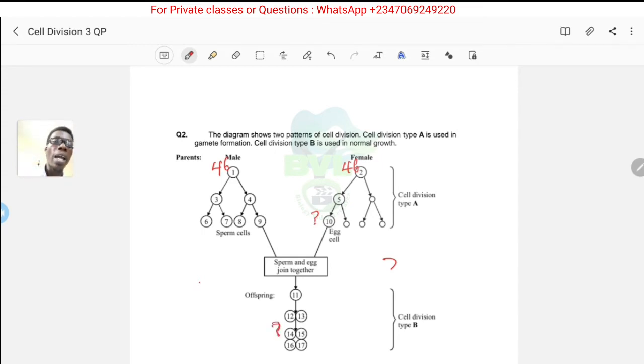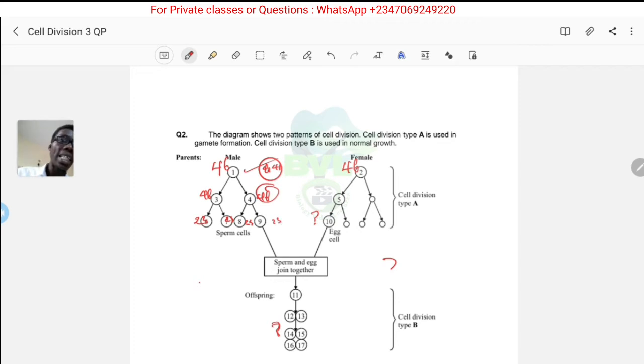Because it is meiosis that's happening here, this cell that has 46 chromosomes will duplicate and form another 46 chromosomes at interphase. So we have 46 chromosomes here, 46 chromosomes here. Then this cell 3 will split into 2 without duplicating. So that's going to give us 23 chromosomes here, 23 chromosomes here. Same thing with this one here, 23 chromosomes here, 23 chromosomes here.